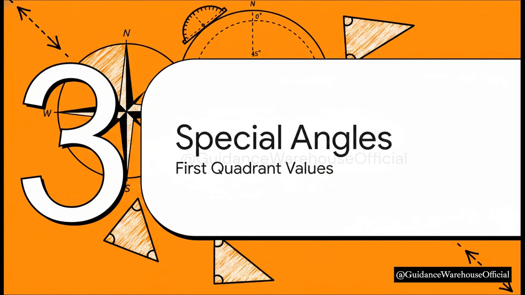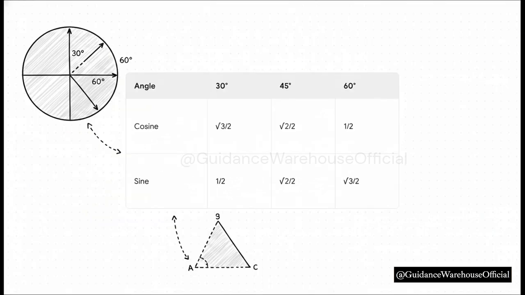Section 3, Mastering Special Angles. Let's transition to the specific angles you're going to encounter most frequently in your math problems and, honestly, out in the real world. Notice the exact values here: 30 degrees, 45 degrees, and 60 degrees. Or in radians, that's pi over 6, pi over 4, and pi over 3.